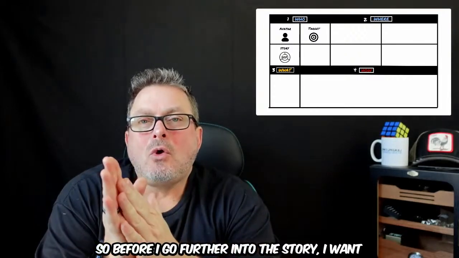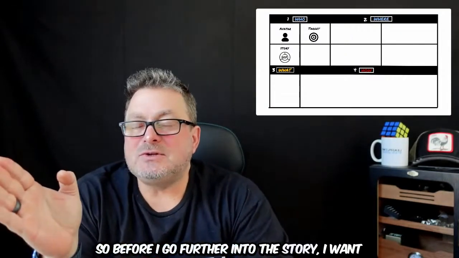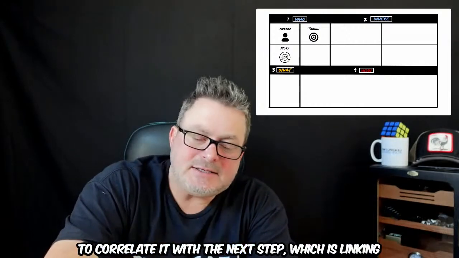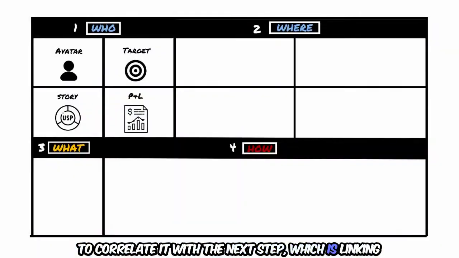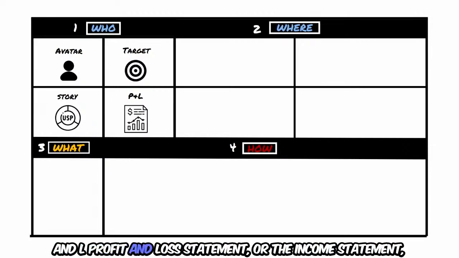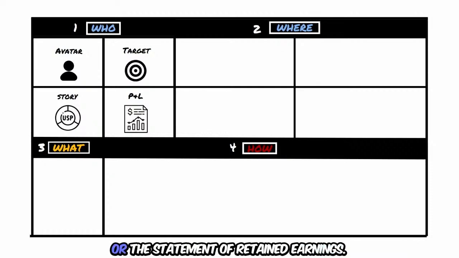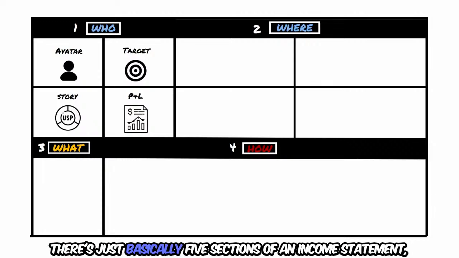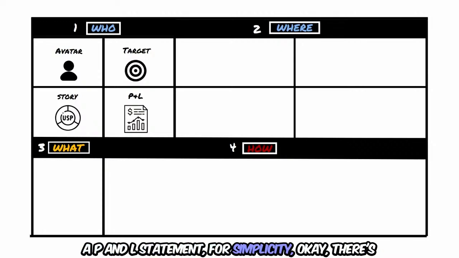So before I go further into the story, I want to correlate it with the next step, which is linking your story, the outcomes, your messaging, to the company's P&L, profit and loss statement, or the income statement, or the statement of retained earnings. Most people know it as the P&L, profit and loss statement. I'm not going to geek out on you or get you confused. There's basically 5 sections of an income statement, a P&L statement, for simplicity.